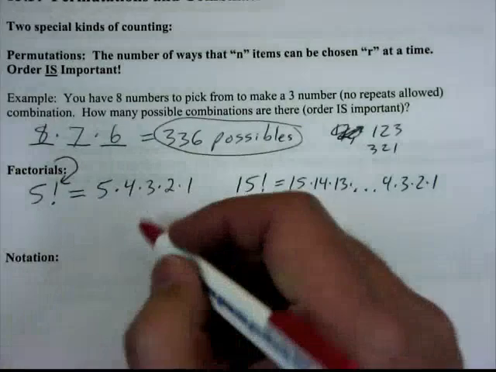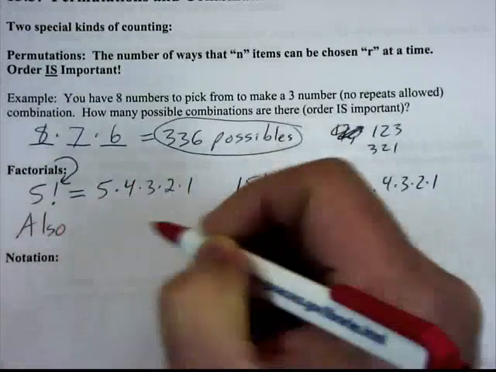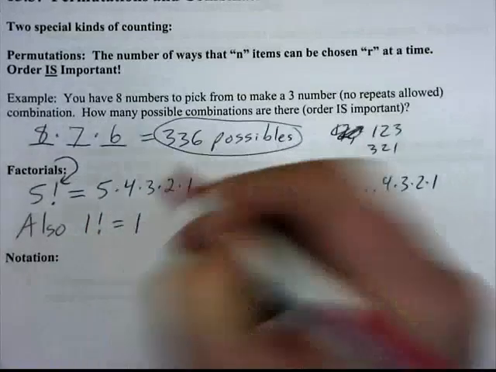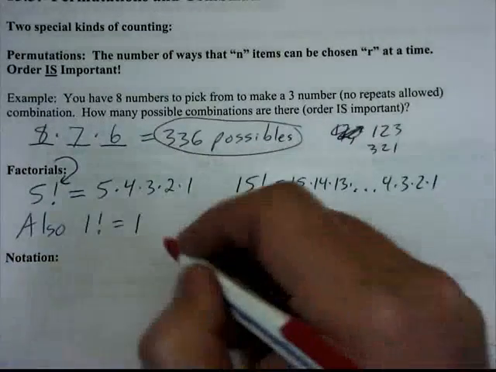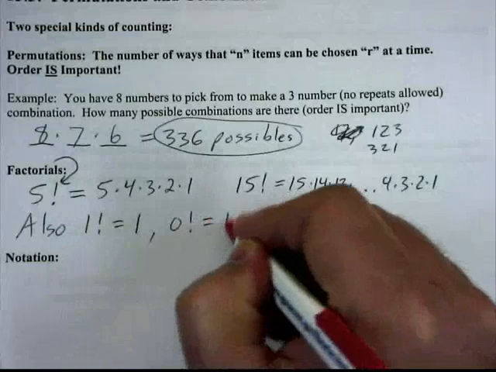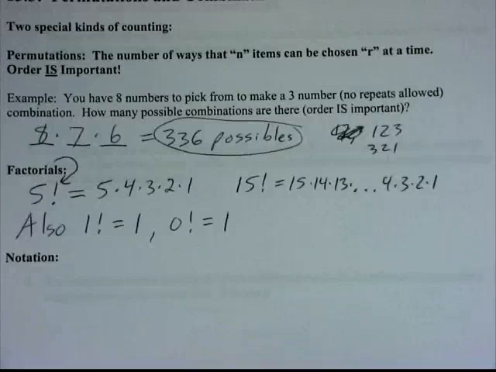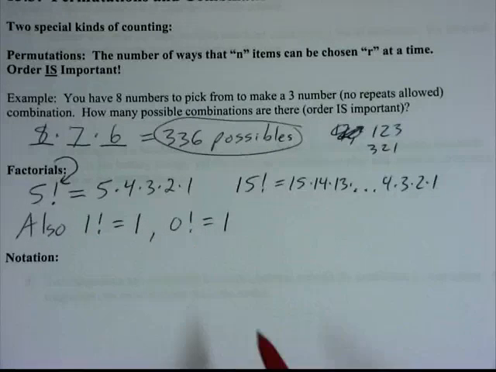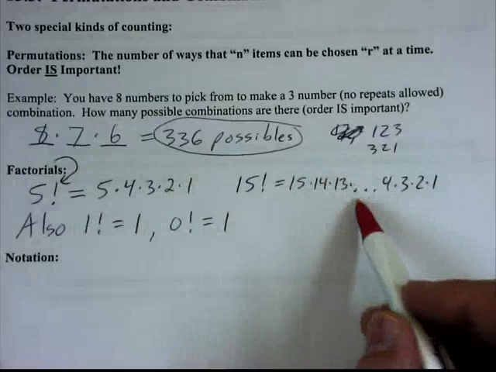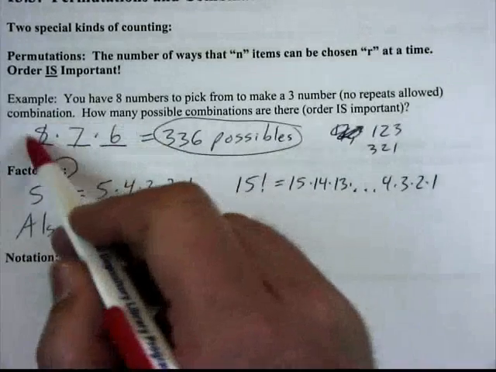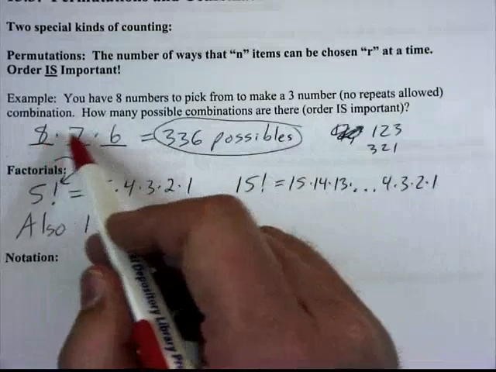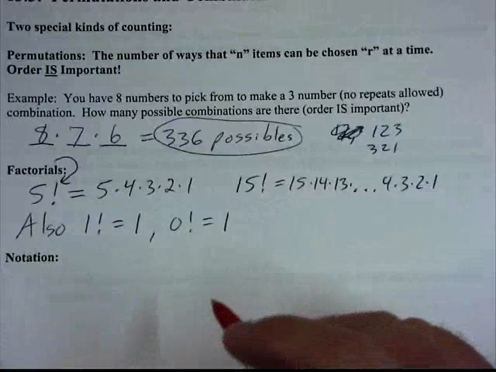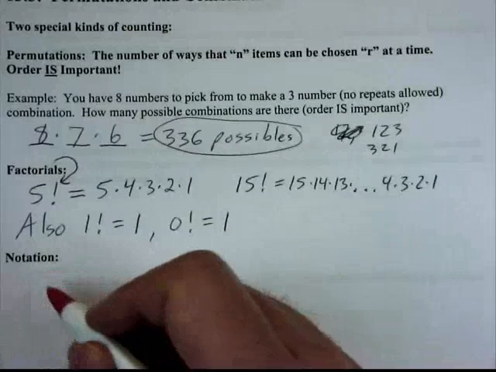Okay, so just a couple of other little things. 1 factorial is just 1. And 0 factorial is also 1. There's some reasons for that. We're not going to go into those in this course. But those are just some other interesting things to have. Now, the reason we brought up the idea of factorials is because if we look up here, we can see that we've got 8 times 7 times 6, which looks like it's part of a factorial. And that comes into play when we do the notation.